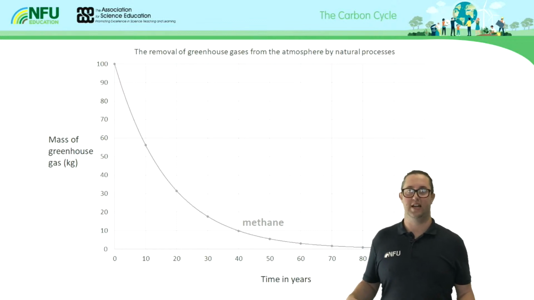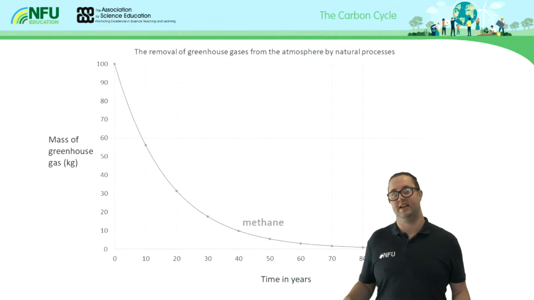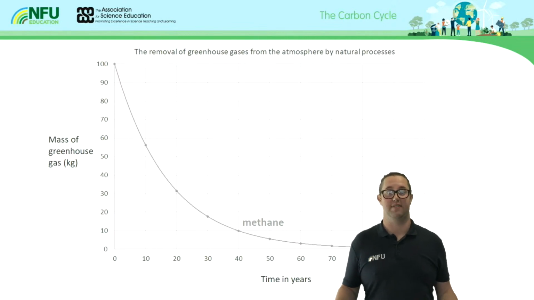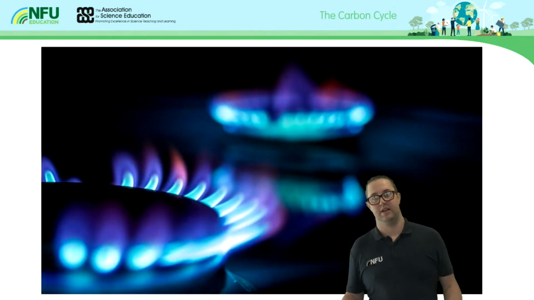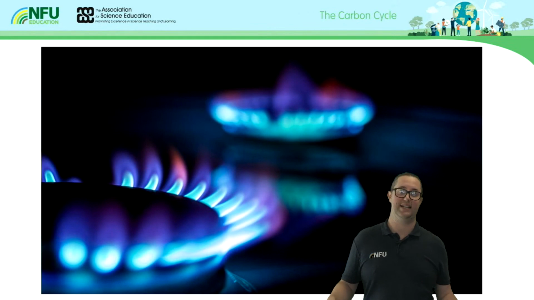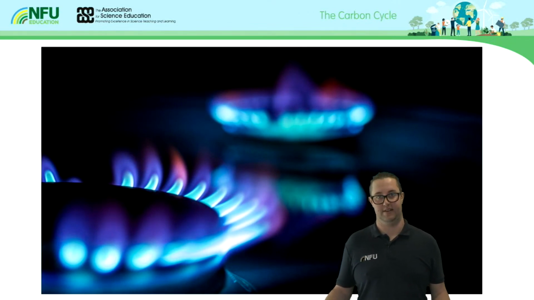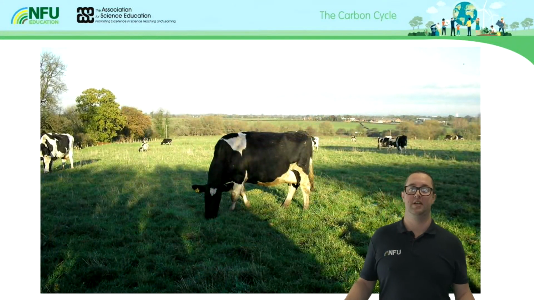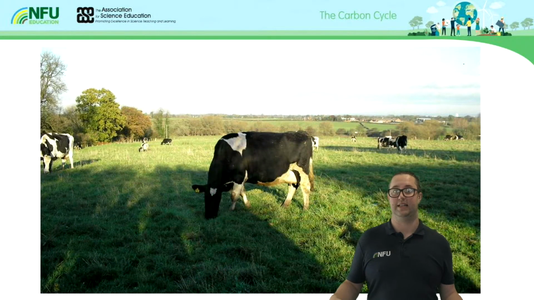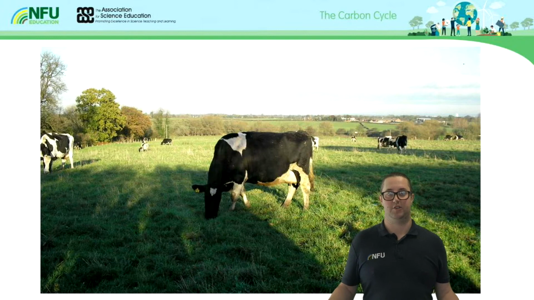For every 100 kilograms of methane released into the atmosphere, 90 kilograms will be removed after 40 years. Natural gas is mainly methane, and gas leaks at gas rigs and from pipelines release methane into the atmosphere. Methane is also produced by the digestive systems of cattle and sheep, and from natural decay of animal manure.